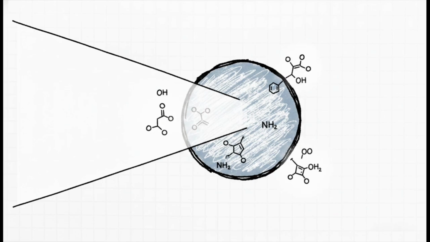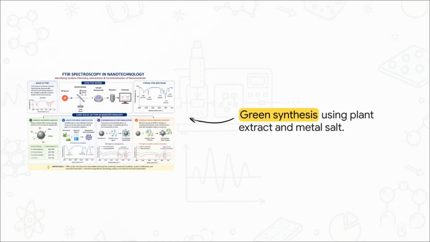It's basically a chemical inventory system. It tells researchers right out of the gate if the surface is rocking hydroxyls, amines, or carboxyl groups. Now for role 2, let's talk about green synthesis.